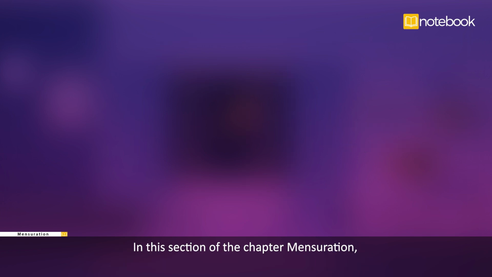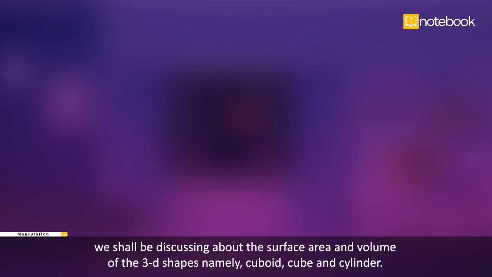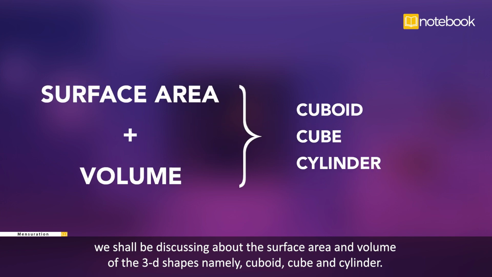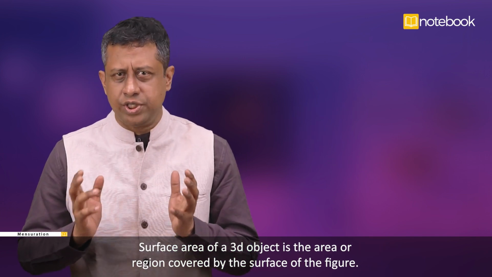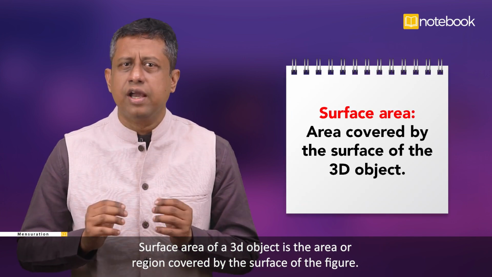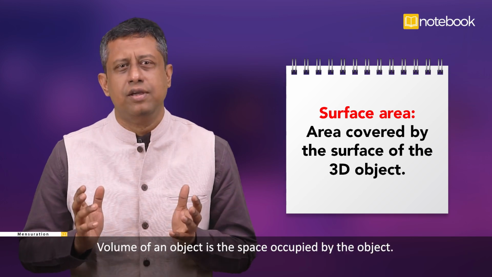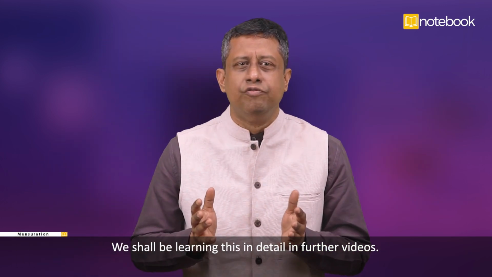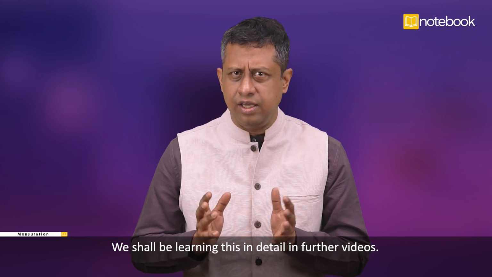In this section of the chapter Mensuration, we shall be discussing the surface area and volume of the 3D shapes, namely cuboid, cube, and cylinder. Surface area of a 3D object is the area or the region covered by the surface of the figure. Volume of an object is the space occupied by the object. We shall be learning this in detail in further videos.